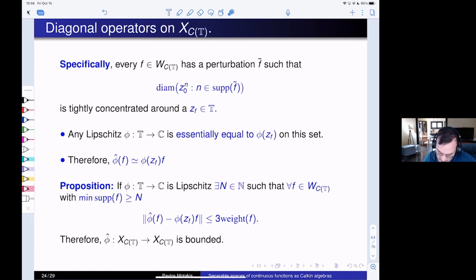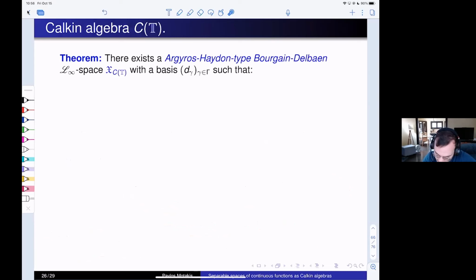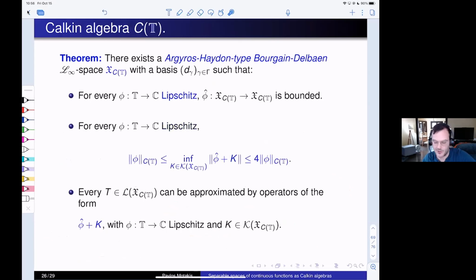And as a final slide, there is this three-step process. There is a third step where all I said that you can do on a Gowers-Maurey space, you can also do on an Argyros-Haydon space. And the way it is written here, you don't get an isometry, but then you renorm, and you can get an isometry in the end. So this is possible to do.